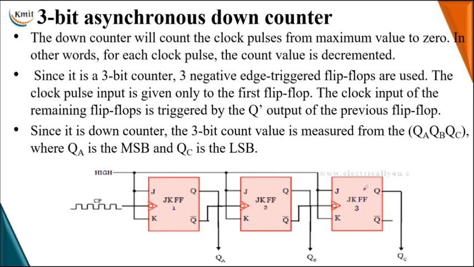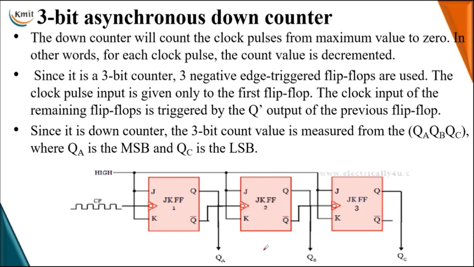Next, the down counter design. Like in the 2-bit down counter, here also we are going to connect the JK inputs to logical 1 state. The common clock is used. So here we apply the clock signal on the first flip-flop, which is the least significant bit, and the least significant bit's complemented output is applied to the second flip-flop clock. The second flip-flop's complemented output is connected to the third flip-flop clock signal, and JK inputs are logical high.